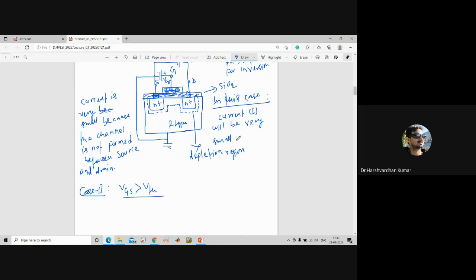This small current is equivalent to reverse saturation current. So have you heard about the reverse saturation current? Yes, sir. Yes. So this current will be equivalent to the reverse saturation current, right? So now you got my point?